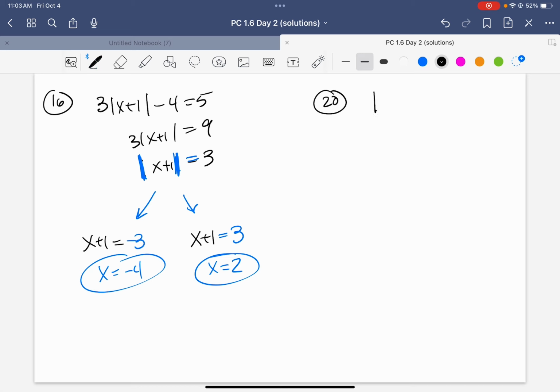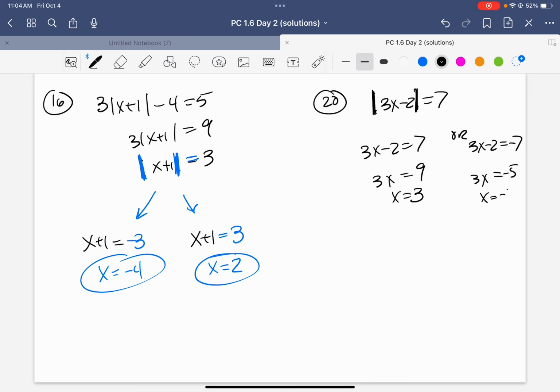For number 20, if the absolute value of 3x minus 2 is equal to 7, then if the size of your thing is 7, either you were equal to 7 or you were equal to -7. So that means we either get 3 or we get -5/3.